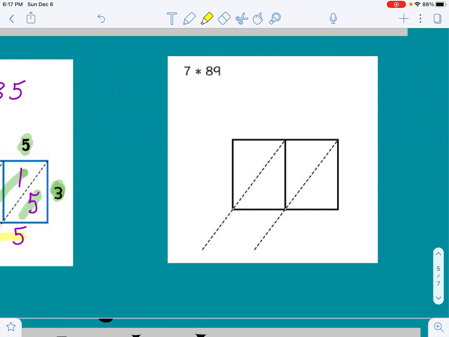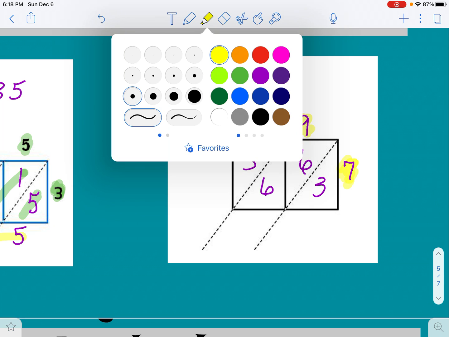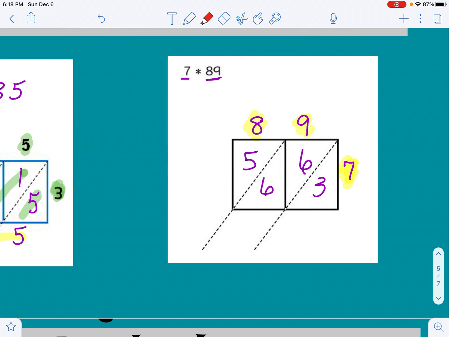7 times 89. Now I've got to put my numbers in. When I have a 1 digit times a 2 digit, my 1 digit goes on the side. There's just one box, and the 8, 9 goes on the side where there's 2 boxes. Do 9 times 7, it's 63. And then we do 8 times 7, which would be just 7 less. So it's 56.